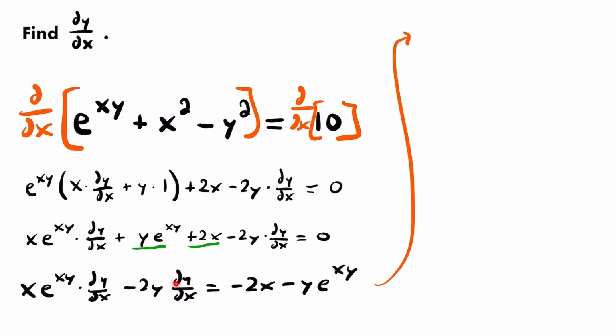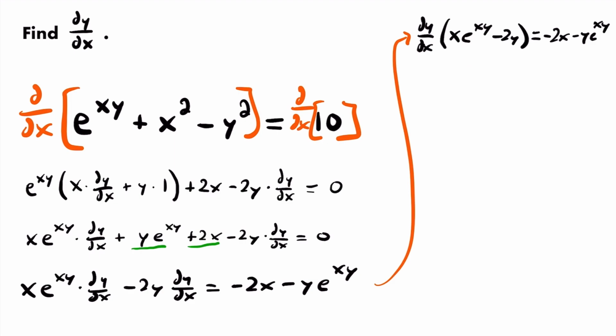If we pull out the common factor of dy dx out of both terms, we'll have dy dx times x times e to the power of x times y minus 2y, and that will be equal to negative 2x minus y times e to the power of x times y. All right, so I pulled dy dx out of these two terms, and so we're just left with x times e to the power of x times y right here, and then minus 2y right here. Okay, if you were to distribute dy dx back through this quantity, you would get those two terms once again. All right, so these two expressions are equivalent.